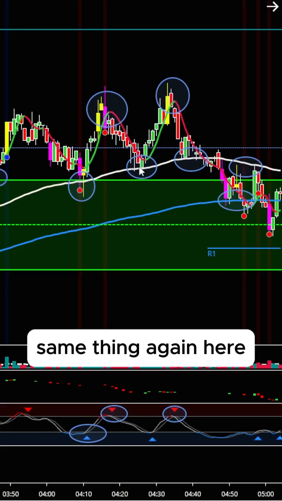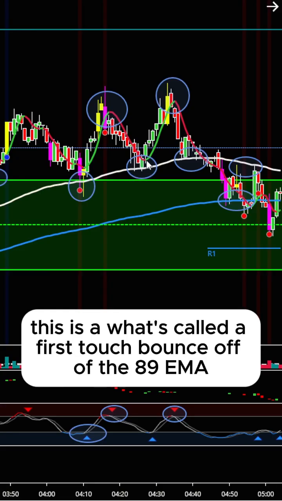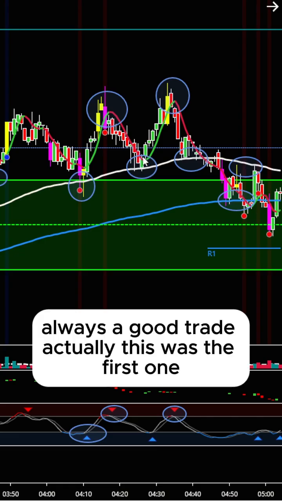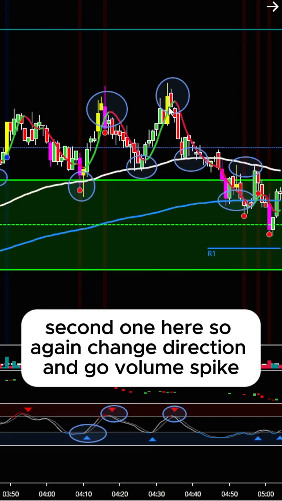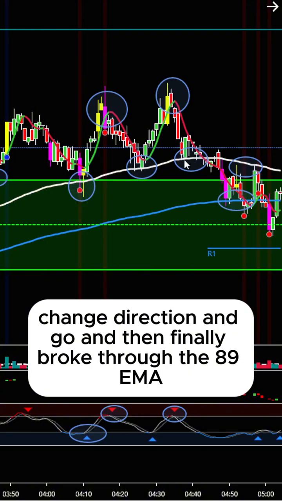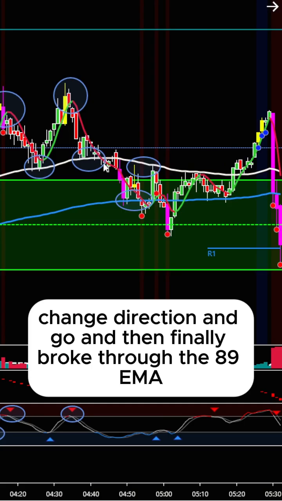Same thing again here. This is what's called a first touch bounce off of the 89 EMA. Always a good trade. Actually, this was the first one, second one here. So again, change direction and go. Volume spike, change direction and go. And then finally broke through the 89 EMA.